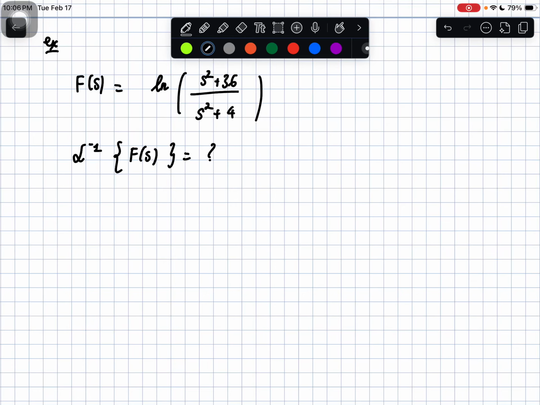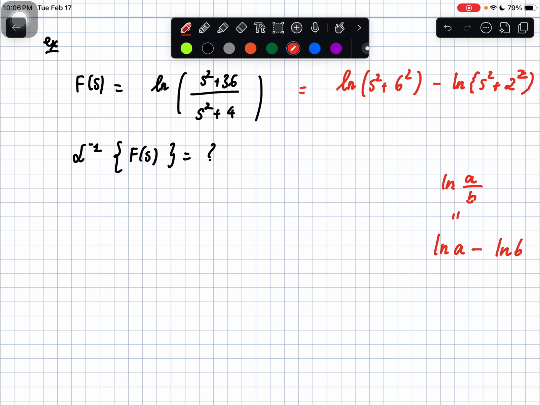And find the inverse transform of F(s). F(s) is the natural log of (s squared plus 36) over (s squared plus 4). So if you remember, ln(a over b) is natural log of a minus natural log of b. So this is natural log of (s squared plus 6 squared) minus natural log of (s squared plus 2 squared).